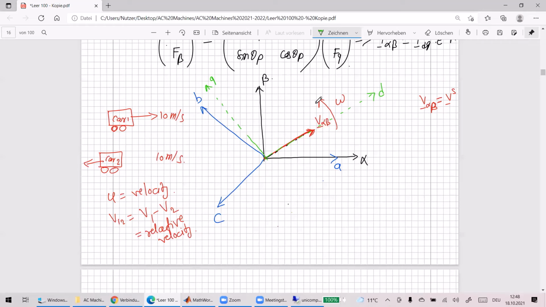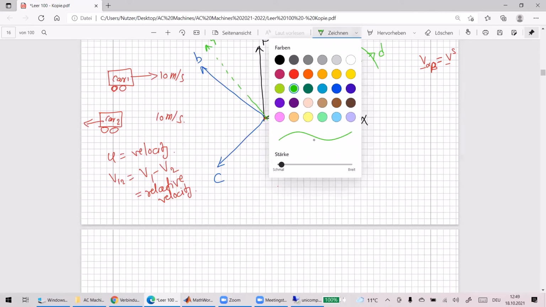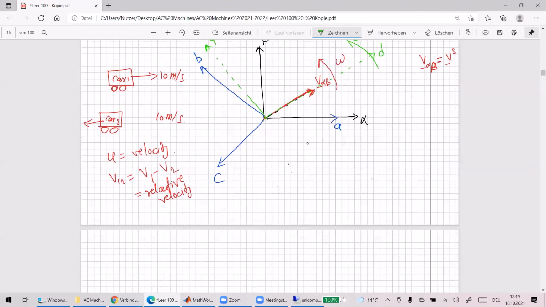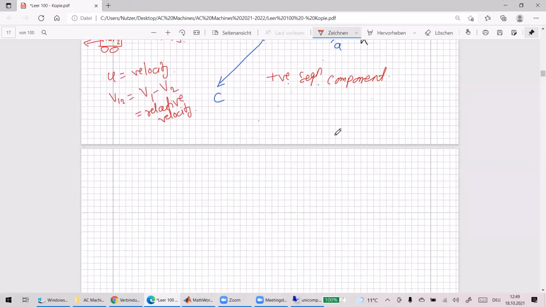What if you rotate in the opposite direction? It means we do not rotate our DQ axis in the same direction, so in this case, it's rotating this way. Okay. Now, let's say we have a negative sequence component. For the negative sequence component, I will draw it again. So this is for positive sequence. Positive sequence component. Let's do it for negative sequence.